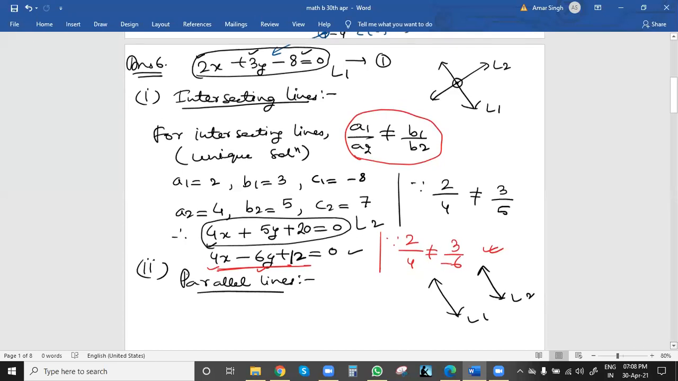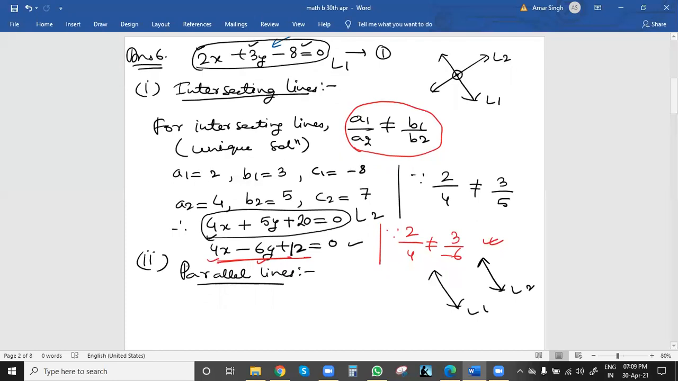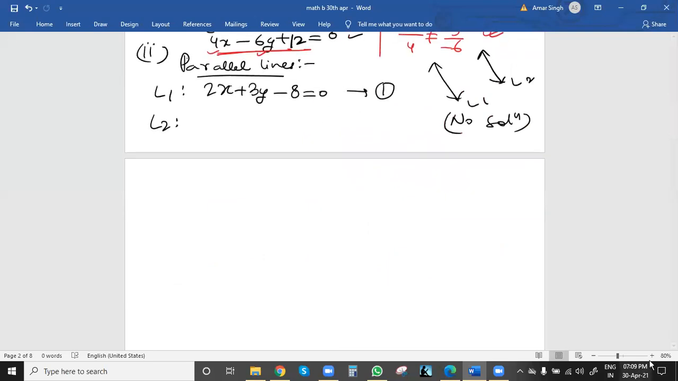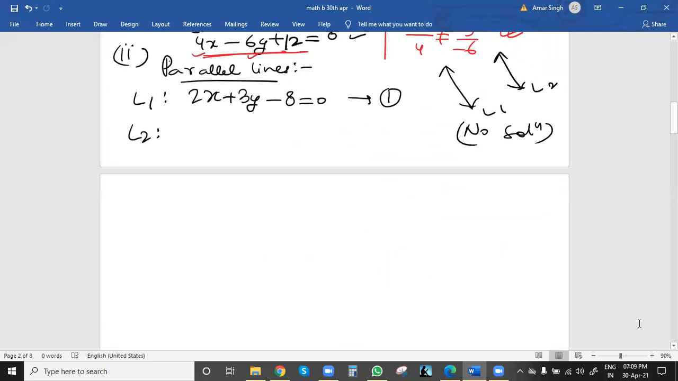Now coming to the second one, parallel lines. The first line equation is L1: 2x plus 3y minus 8 equals 0. This is given, this is equation 1. For the second equation we want lines that are parallel. Parallel lines mean no solution. Now we can focus on how we can get parallel lines.